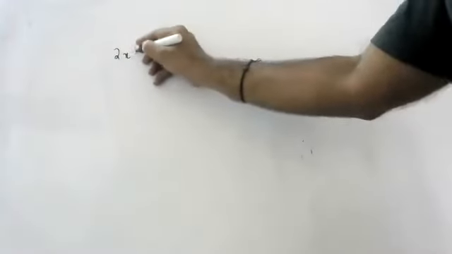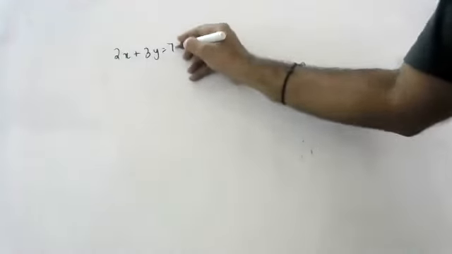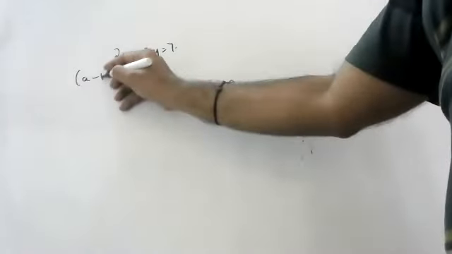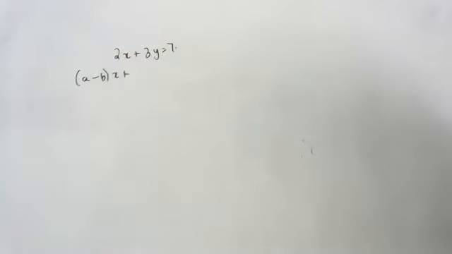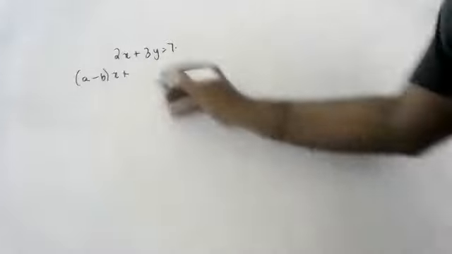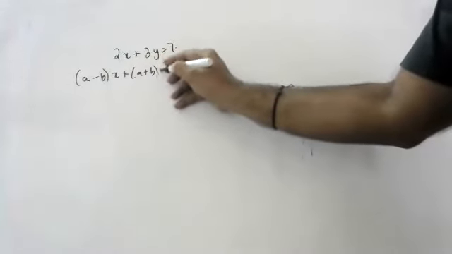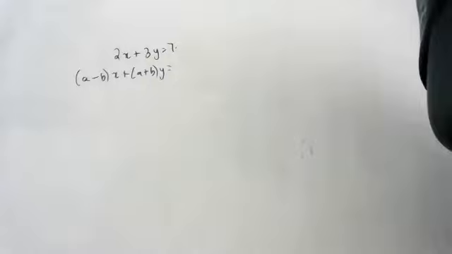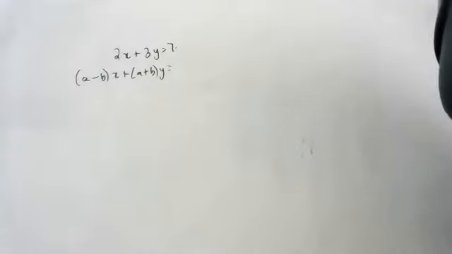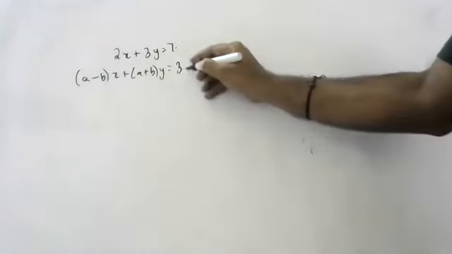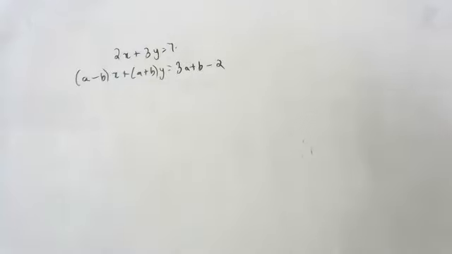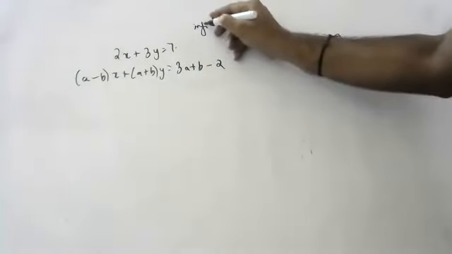Okay, see, children. 2x plus 3y is equal to 7, and (a minus b)x plus (a plus b)y is equal to 3a plus b minus 2, like these questions. And they will say this has infinite solutions.